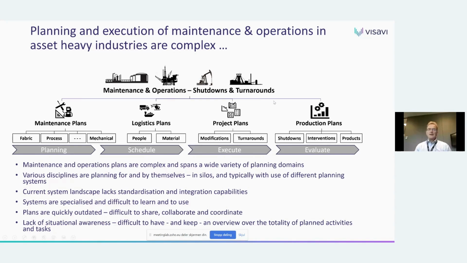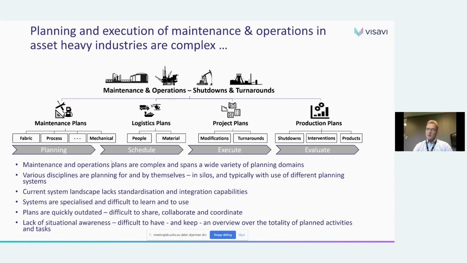These different planning domains are typically done in silos, and all the different domains use different systems. The maintenance planning is typically done in a CMMS or an ERP system, while the logistic plans are done in dedicated logistic systems, and the project plans typically use project management solutions. It's a very complex landscape of systems, and they lack interoperability capabilities.